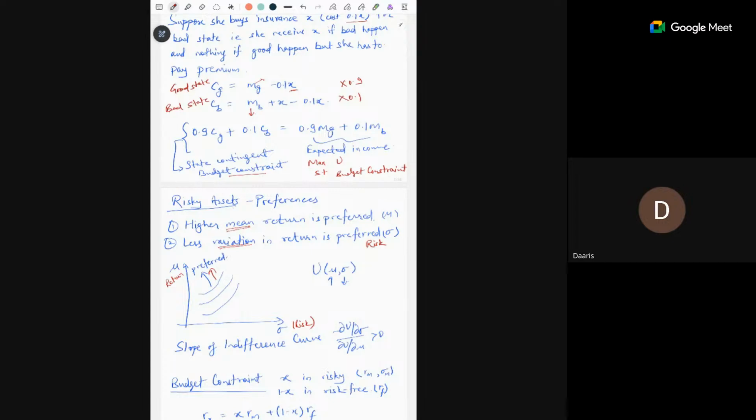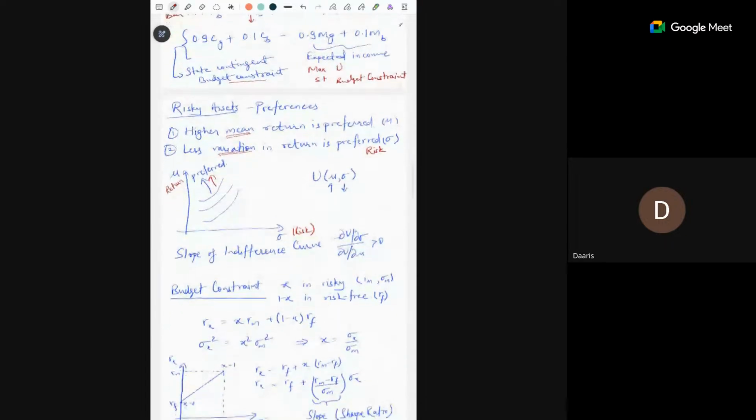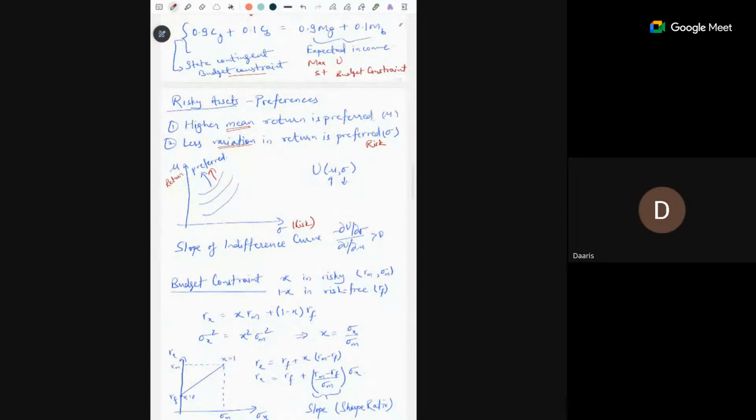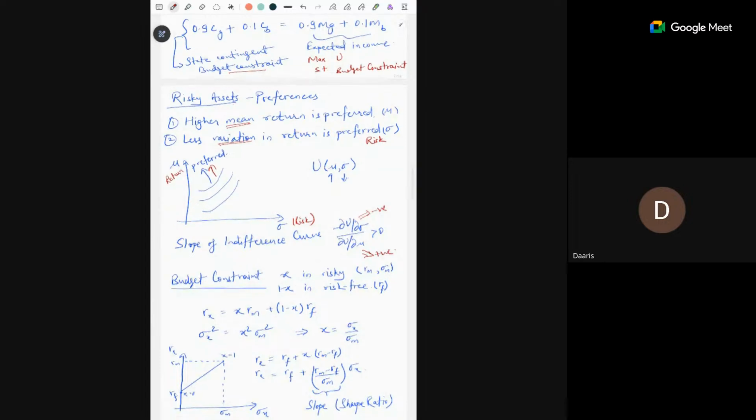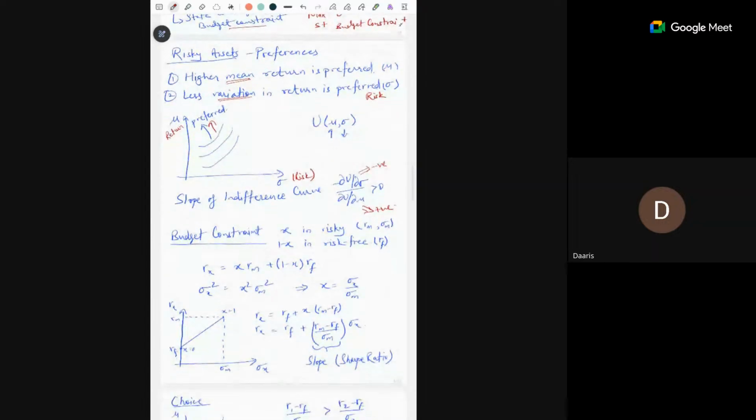And how do we know that these indifference curves are positively sloped? We can look at the slope of the indifference curves: del u by del sigma is negative, del u by del mu is positive, and the negative of the ratio would be greater than 0. That's why we know that these indifference curves will be upward sloping. Now we have the preferences, or the indifference curves. Now what do we need? We need the budget constraint.